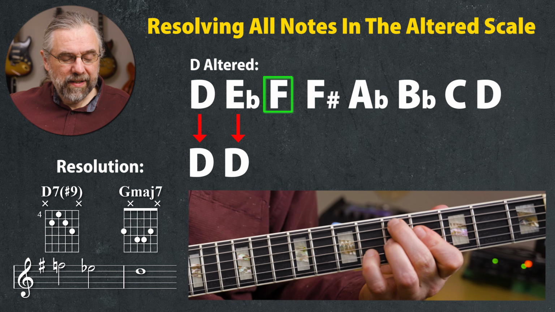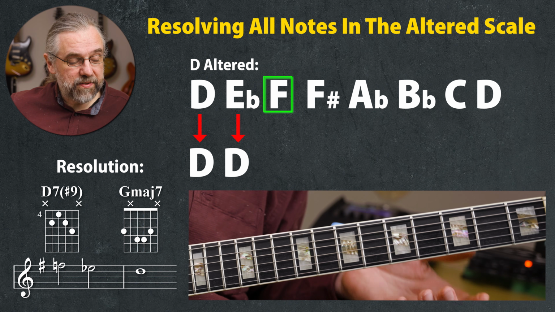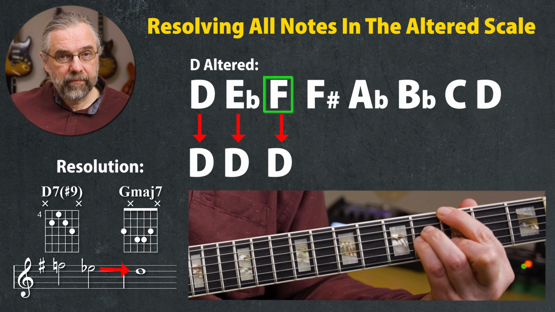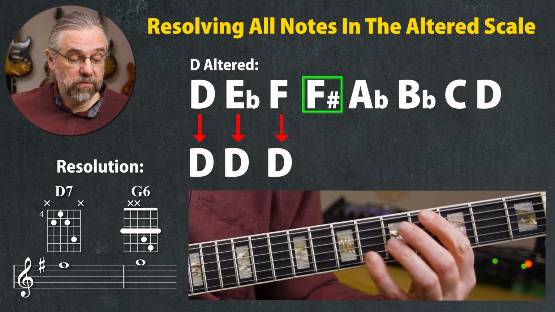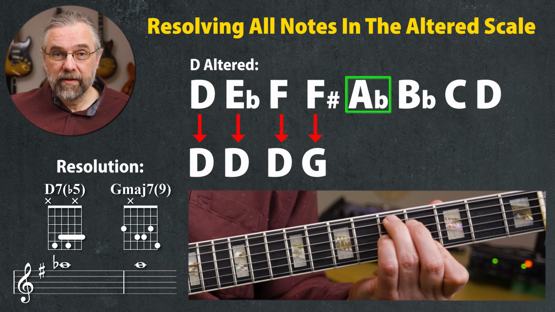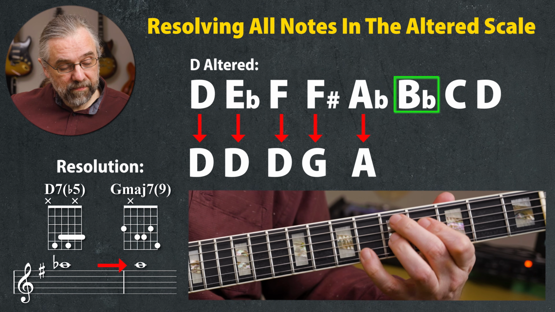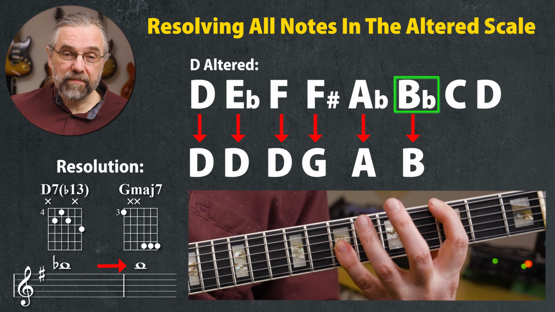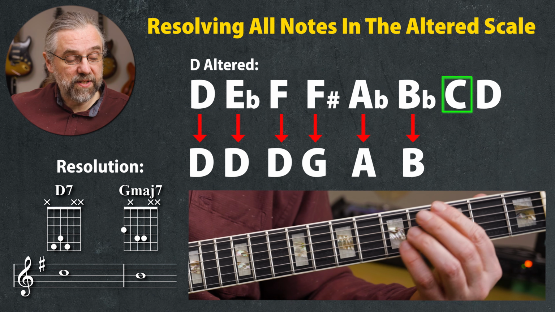The sharp 9 is a little bit more vague, but actually that wants to go down to the 5th as well, and usually does this through the flat 9. So the 3rd, F sharp, just moves up to become G, and the flat 5 wants to move up to the 9th, A. The flat 13 wants to move up to the 3rd, B, and the flat 7, C, just wants to move down to the 3rd, G.